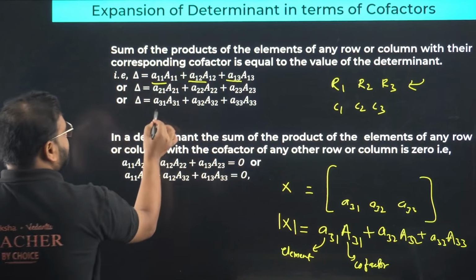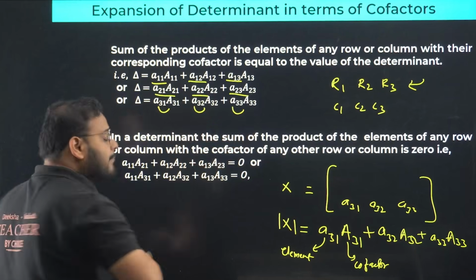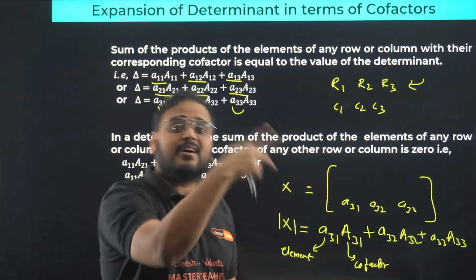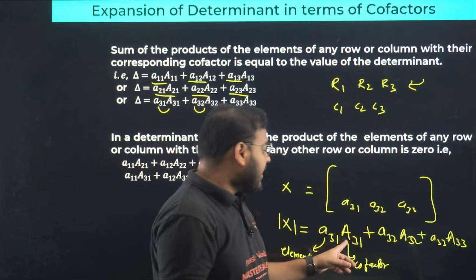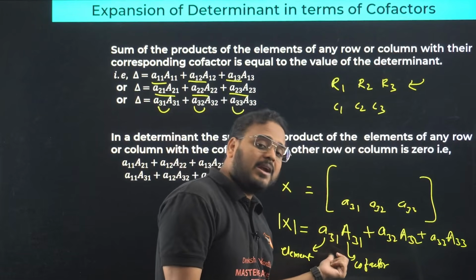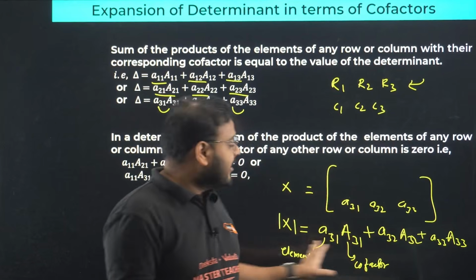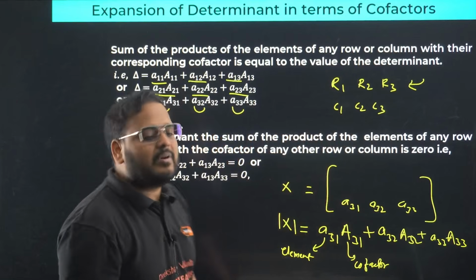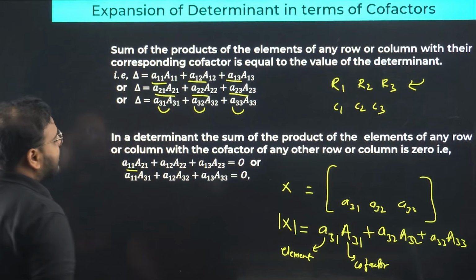Think about it. Check here. Sum and what? Product. The sum of the product of the elements with the respective cofactors, not others. Respective only. I cannot write a21 here. If I write that, it will not work out. I have to write the element with its own respective cofactor. When I do that and take the sum across any row or column, my result is always the determinant.